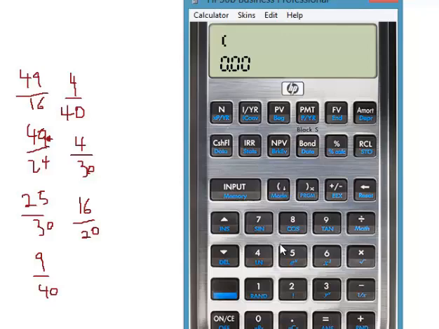So I'm going to open parentheses and say 49 divided by 16, close the parentheses, that's the first one, plus, and again open the parentheses, 49 divided by 24, close the parentheses, that's the second term. Okay, third one, open parentheses, 25 divided by 30, close the parentheses. Then add the fourth one, which was 9 divided by 40, open parentheses, 9 divided by 40, close the parentheses.